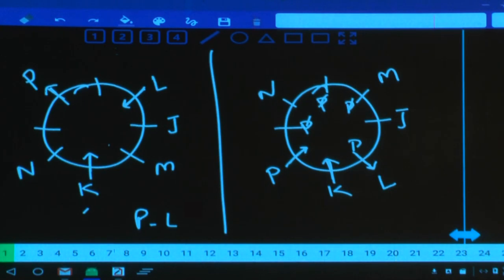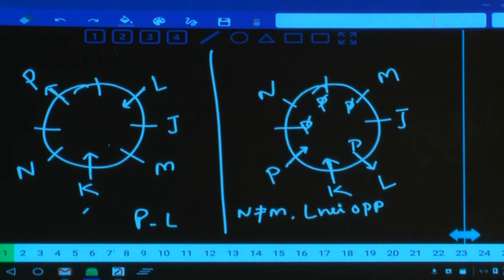N and M face opposite directions. Now this N as well as M are facing opposite directions. Now I am representing like this. N and M opposite directions. And immediate neighbors of L face opposite. L's neighbors opposite direction. Now this is the next information. And immediate neighbors of L face opposite directions.